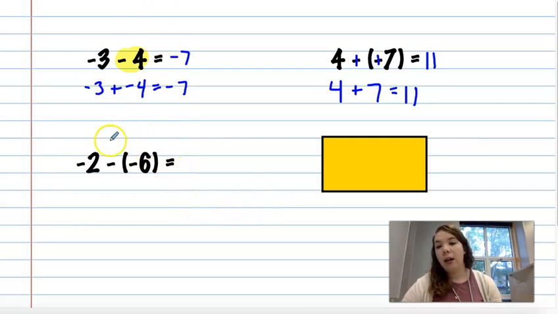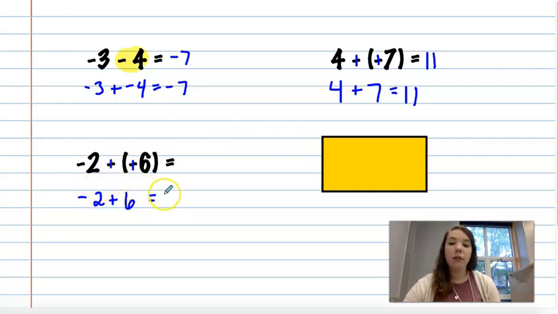Same type of problem, -2 minus -6 is the same as -2 plus +6, or if you want to, 2 negatives make a positive here. These are different signs, so you take the difference. The difference is 4. The bigger is positive, so it is +4.